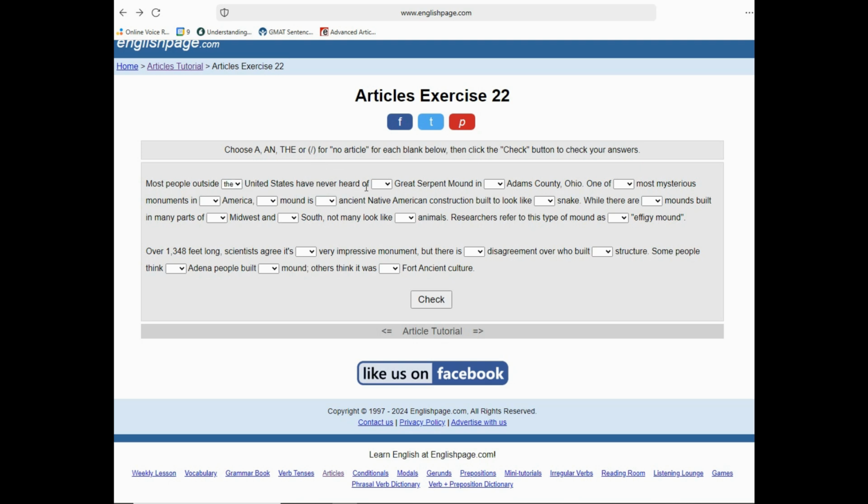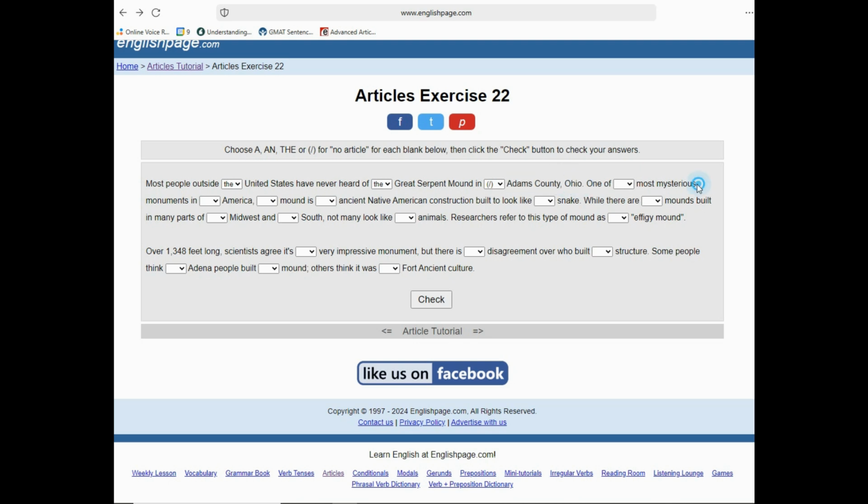Okay, so most people outside the United States have never heard of the Great Serpent Mound. We very often use a the with these very important pieces of architecture or very important works of art, like the Mona Lisa. But the Great Serpent Mound in Adams County, Ohio. When you're talking about place names generally, it's no article. It's only when it's a collection of states or a collection of countries that it's an article. But no article for my county, Essex. Yeah, this is a state in America, Ohio. But no article for Essex. No article for towns either, like Leeds, Manchester, Liverpool. They will all have no article. And so no article for Adams County, Ohio.